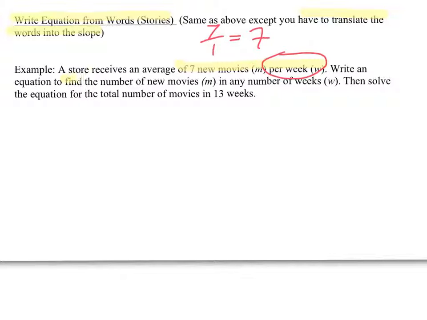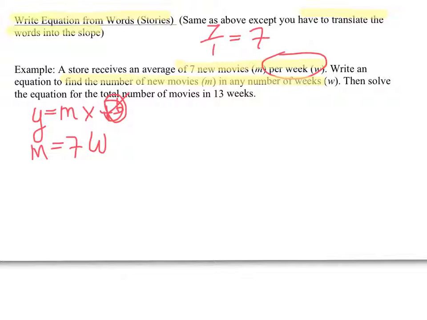We will find an equation for the number of new movies in any week by writing the equation for the slope-intercept, y equals mx plus b, but we don't need the b part. We don't have a y-intercept. The total of new movies will be m. The slope is 7, and x is substituted for the number of weeks, which is w. Now that we have a formula that would work for any number of weeks, we're going to solve it for a total number of movies in 13 weeks by substituting 13 for w. So there you have it. The total number of movies in 13 weeks is 7 times 13, which is 91 movies. There you go.